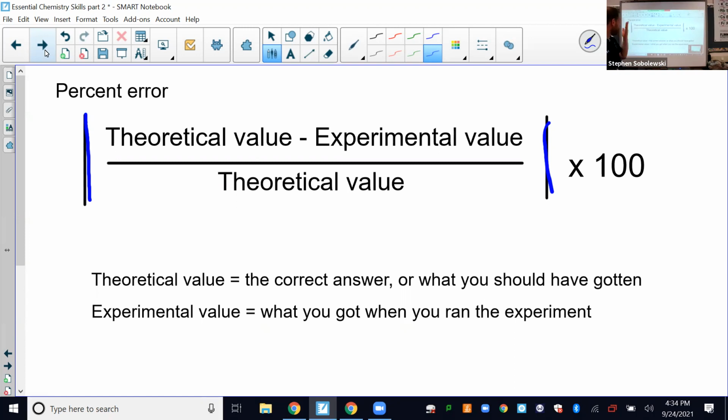Now, just for what these values mean, theoretical value is the correct answer or what you should have gotten. Experimental value is what you got when you ran the experiment. I tend to avoid using the word actual here because I've heard people say the actual answer is this one. You could kind of argue actual could be either. Like the actual value could be the theoretical value, like that you look up in a reference table, or you might say it in the context of what we actually got was this, which would be like experimental. So I tend to use theoretical and experimental. Your chem teacher might use some different terminology, but whatever you call it, this is our formula for percent error.